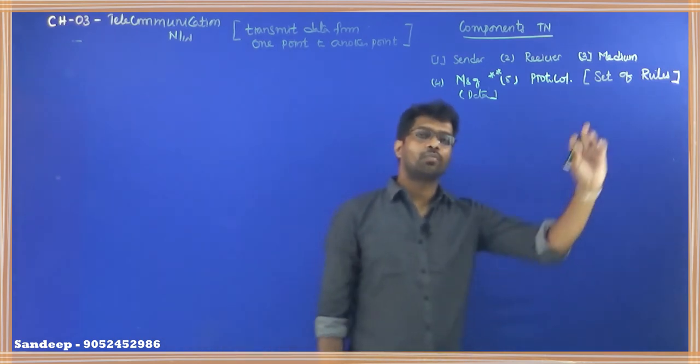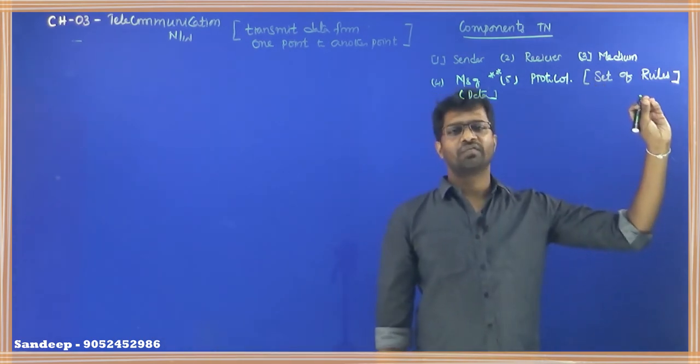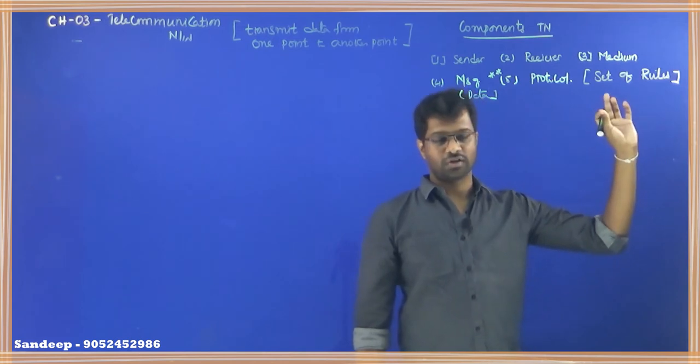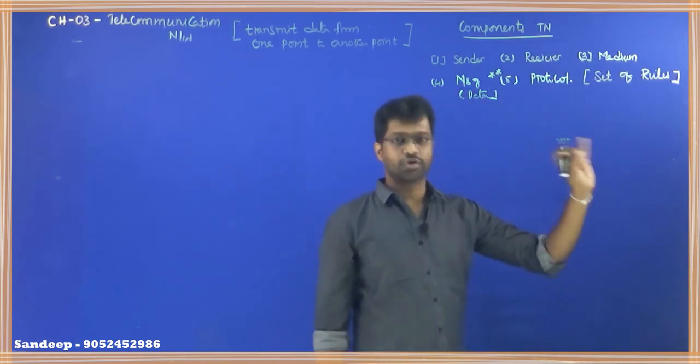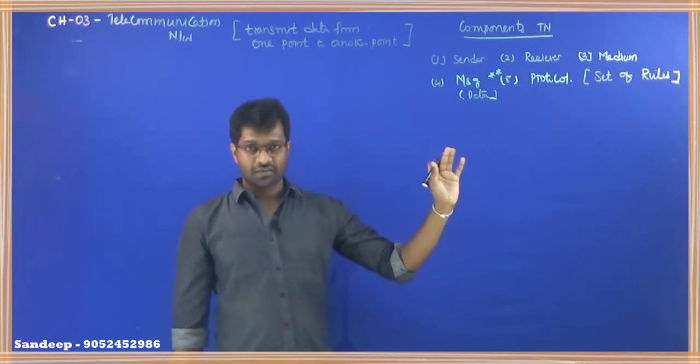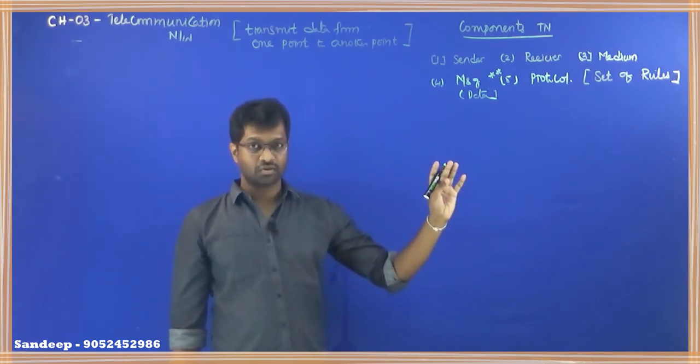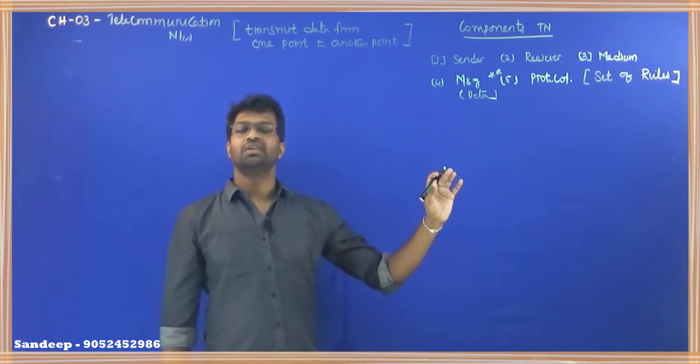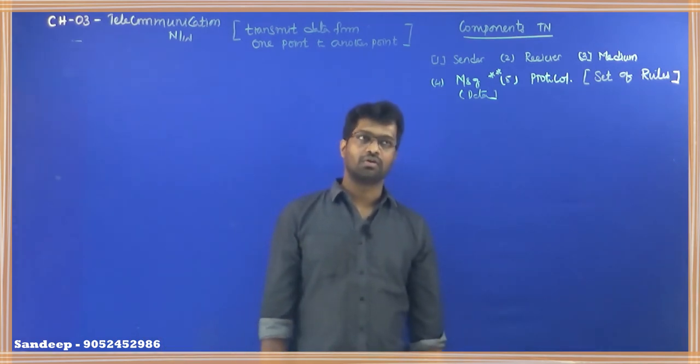So these are the 5 components which we require for any telecommunication network. So what are the 5 components? There should be a sender, there should be a receiver, there should be a medium through which the data will be transmitted, there should be a message, okay, the actual data which you want to transmit, and last one is called as a protocol, okay.